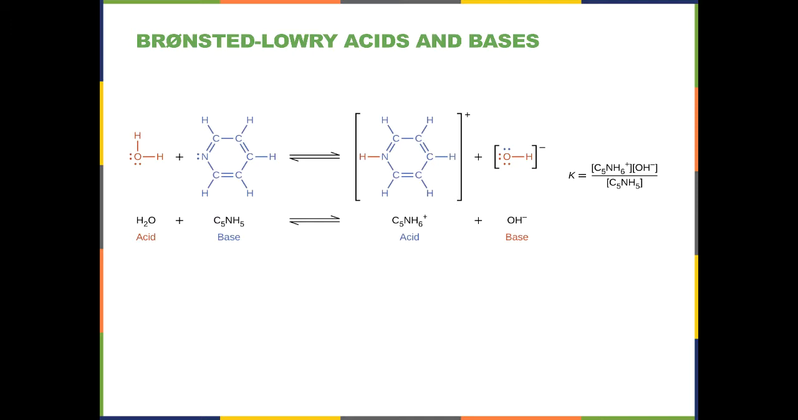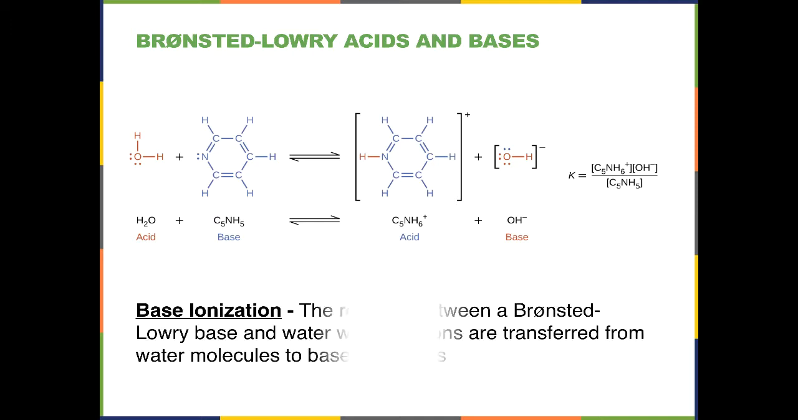The equilibrium constant is again shown, and it's the product of the concentration of the products divided by the concentration of the base. Again, water is not included because it is a liquid that has no concentration, or its concentration is 1. So this is an example of a base ionization, because what happens here is that the base accepts a proton from water and forms the conjugate acid and leaves the hydroxide ion as the conjugate base.